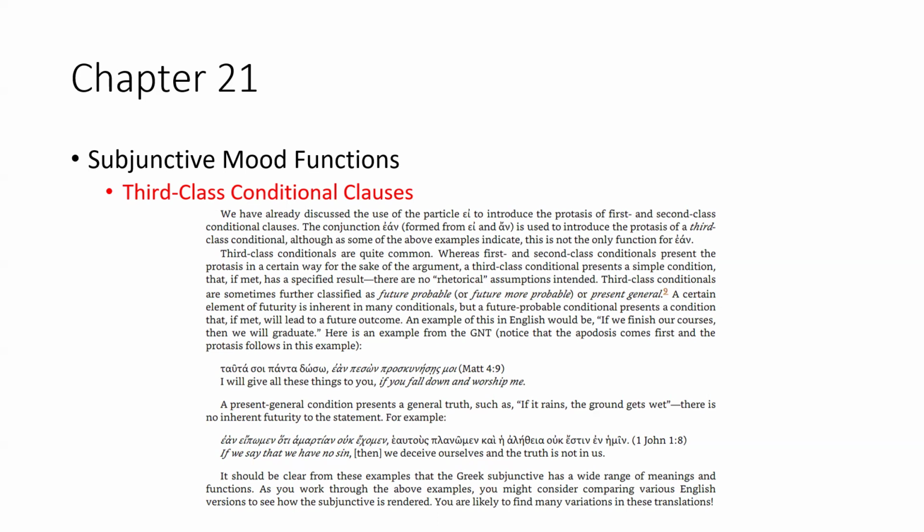Third-class conditionals are sometimes further classified as future more probable or present general. A certain element of futurity is inherent in many conditionals, but a future more probable conditional presents a condition that, if met, will lead to a future outcome. An example of this in English would be, if we finish our courses, then we will graduate.